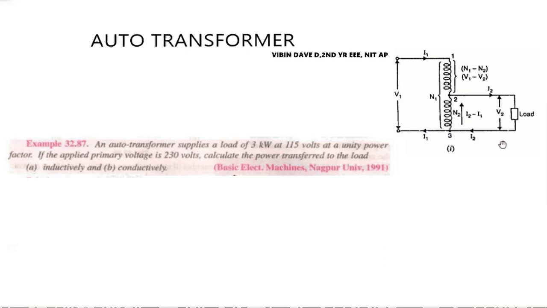An autotransformer supplies a load of 3 kilowatts at 115 volts at unity power factor. If the applied voltage is 230 volts, calculate the power transferred to the load inductively and conductively. So let's check out how we can solve this.